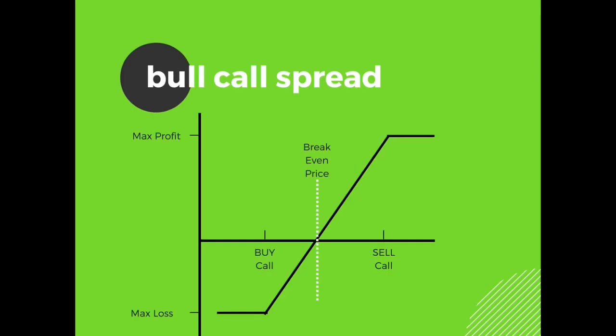And here's a diagram that shows how the bull call spread enters into our profitable and non-profitable zones. Now remember, since there's defined risk, there's also defined profit. So we have a max loss and a max profit that we can see right here on this diagram. So let's take a look at an example.